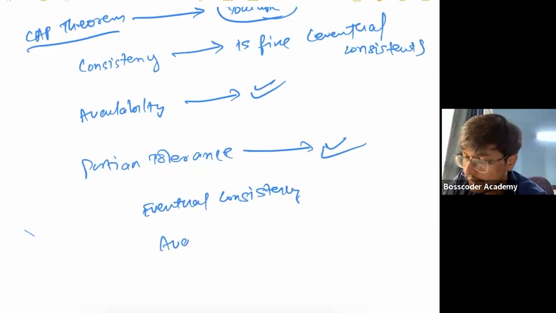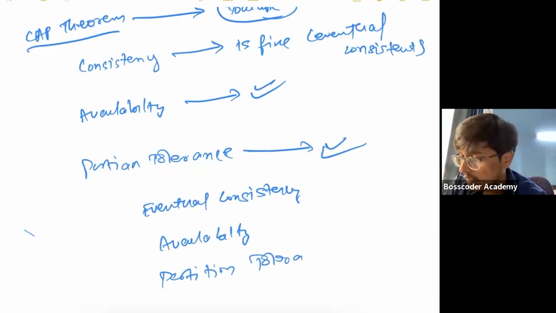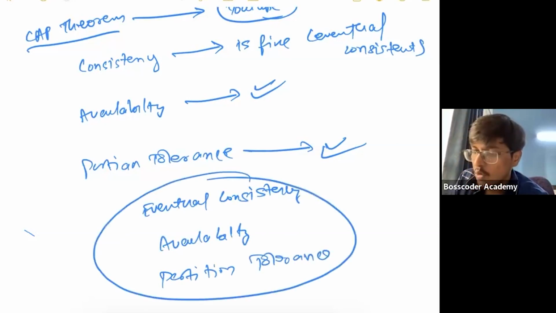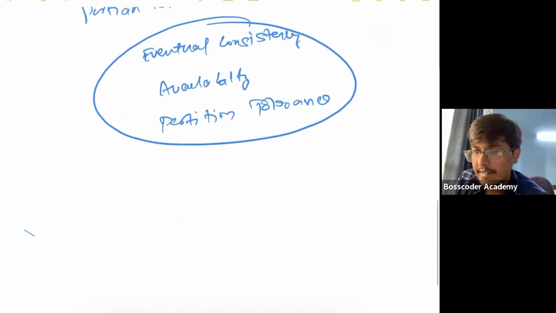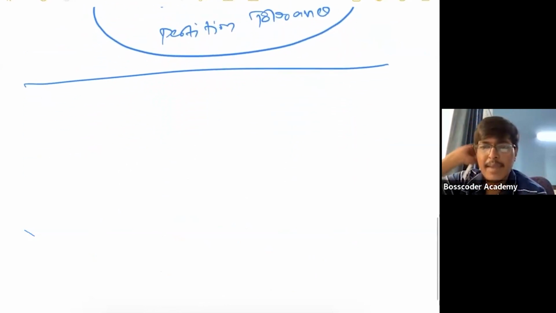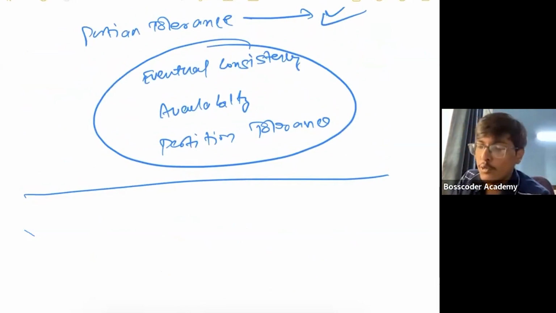We want availability. And we want partition tolerance, right? Okay. Make sense? Just type CAP theorem and you will find it. Okay, make sense? With that, let's move to the design.